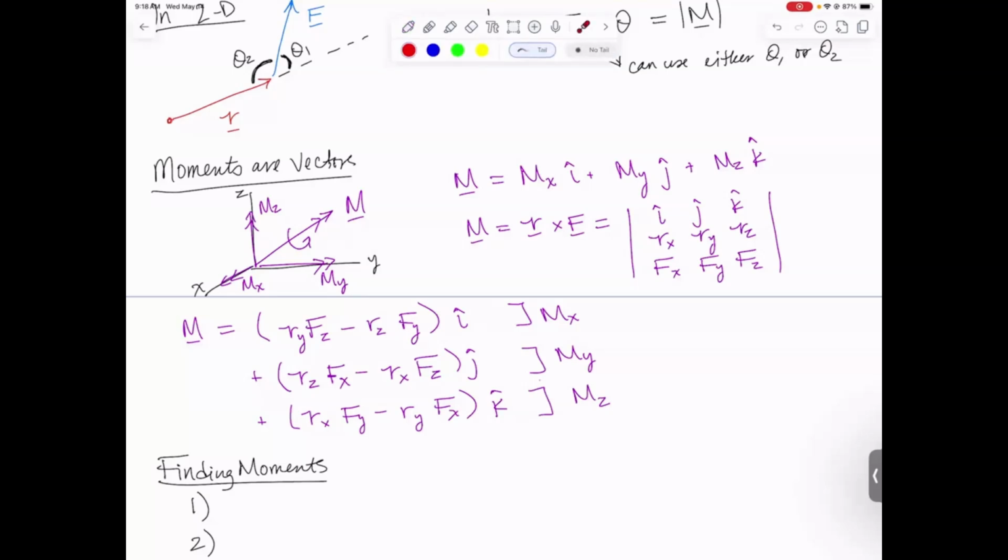And when we go to do equilibrium equations, we're going to take all of these moments about the x-axis, add them up, and set them equal to 0. All of these y moments, add them up, set them equal to 0, and all of these z ones, set them equal to 0.